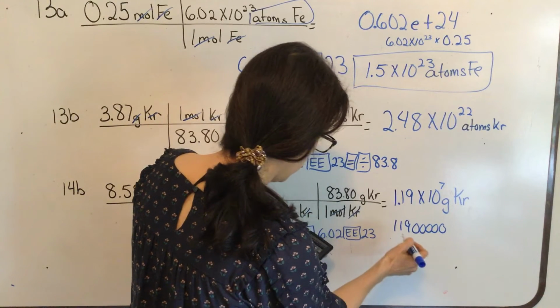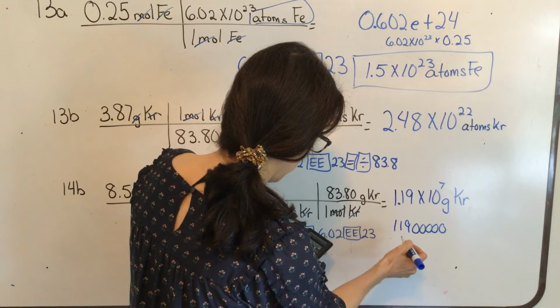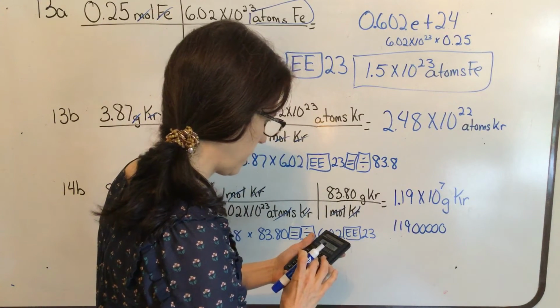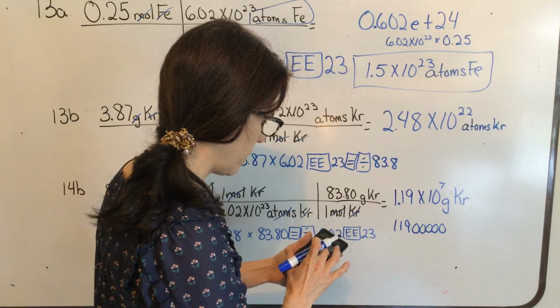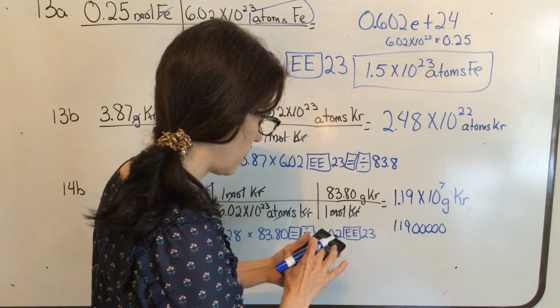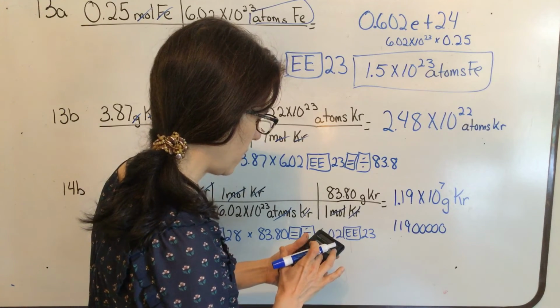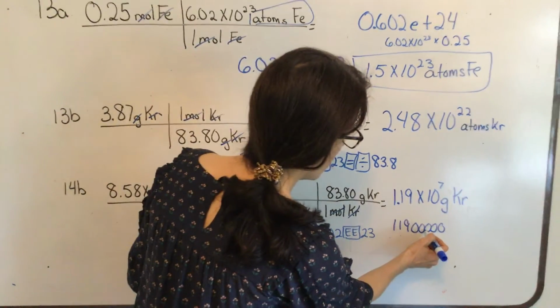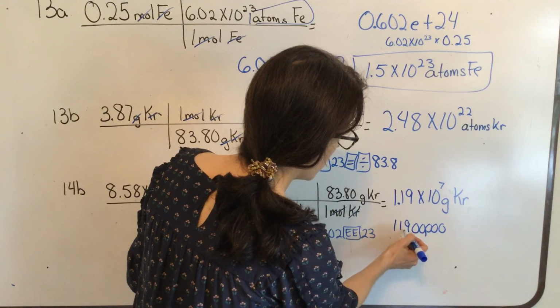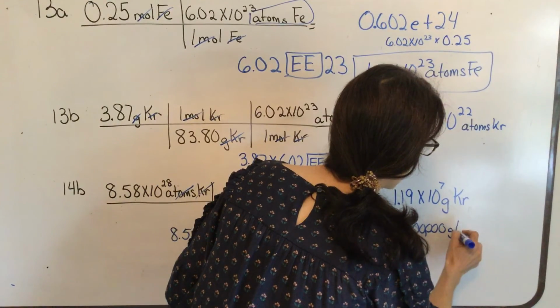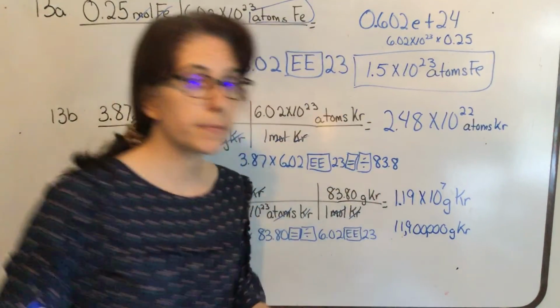Or no, wait. Let me do it again. Oh, 4. Yep, I do have that many zeros. 119, and a 4, 3, and a 5, and an 8, and 8. Okay, there we go. It just looks odd, but that would be the same thing. Okay, so there you go.